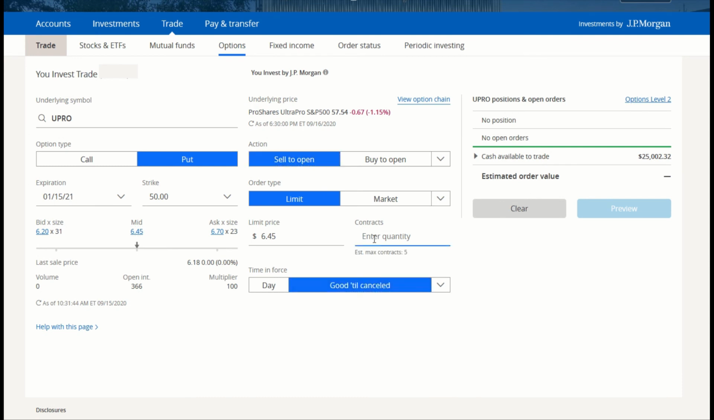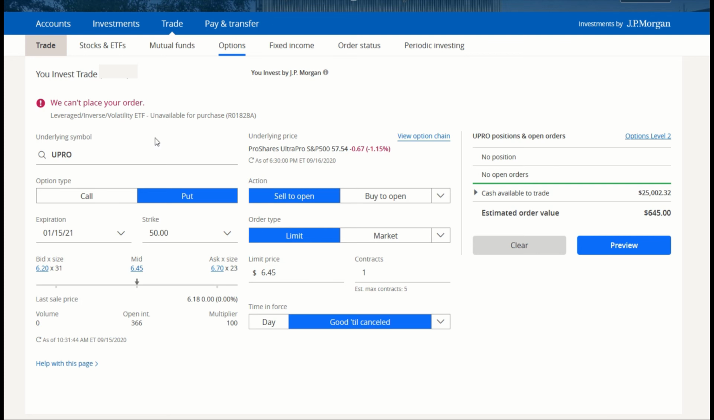Let's say, oh, it tells you how many contracts you could sell in total based on the amount of money you have in your trading account. So that's a handy little feature. Let's just say one contract for the sake of this example and click on preview. Okay, so see what alert they provide. We cannot place your order. Leveraged inverse or volatility ETF unavailable for purchase. So since UPRO is a leveraged product, they will not allow you to trade this.